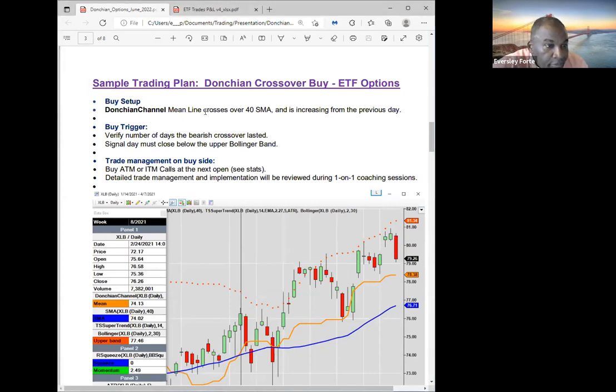All right. So trading plan, we're looking for a crossover of the Donchian mean line. This is easy to show you on the chart, then you can reference this later on. So I'm going to go back to the chart and show you what this strategy is. Some of you have seen it, but some of you are brand new to this.